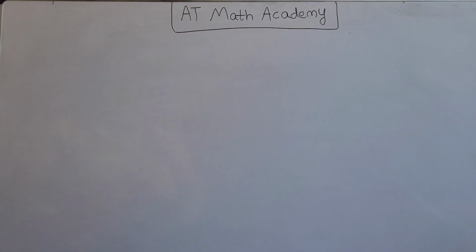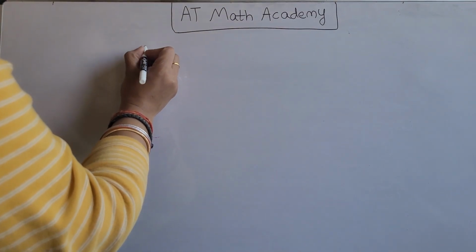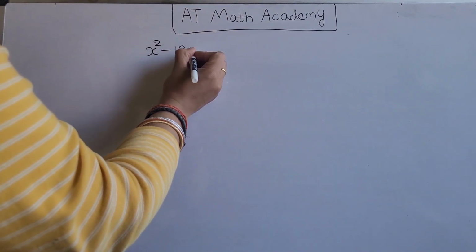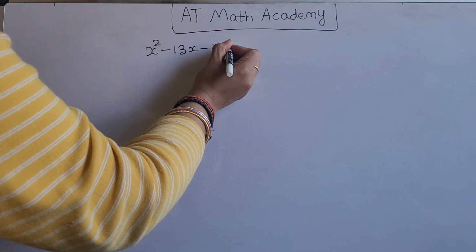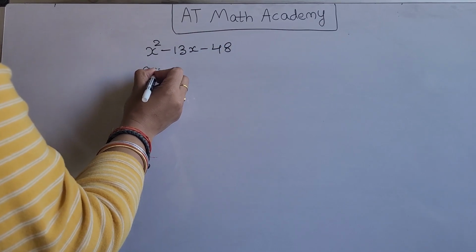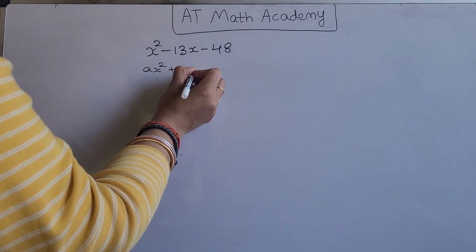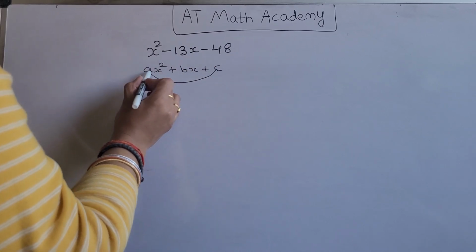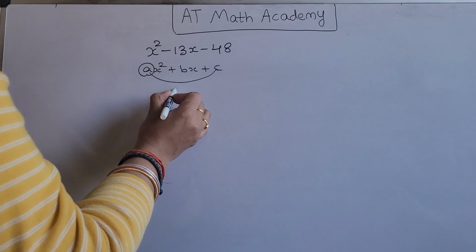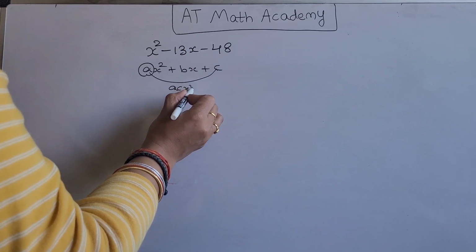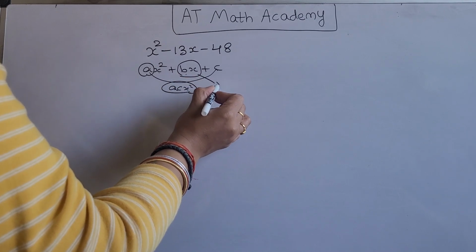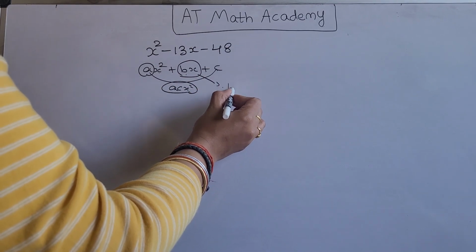Today I'm going to show you how to factorize a quadratic expression. The expression for today is x squared minus 13x minus 48. My standard quadratic expression is x squared plus bx plus c. We need to multiply the constant and the coefficient of x squared, and the product should be matched with the number that we have here in the middle for b.